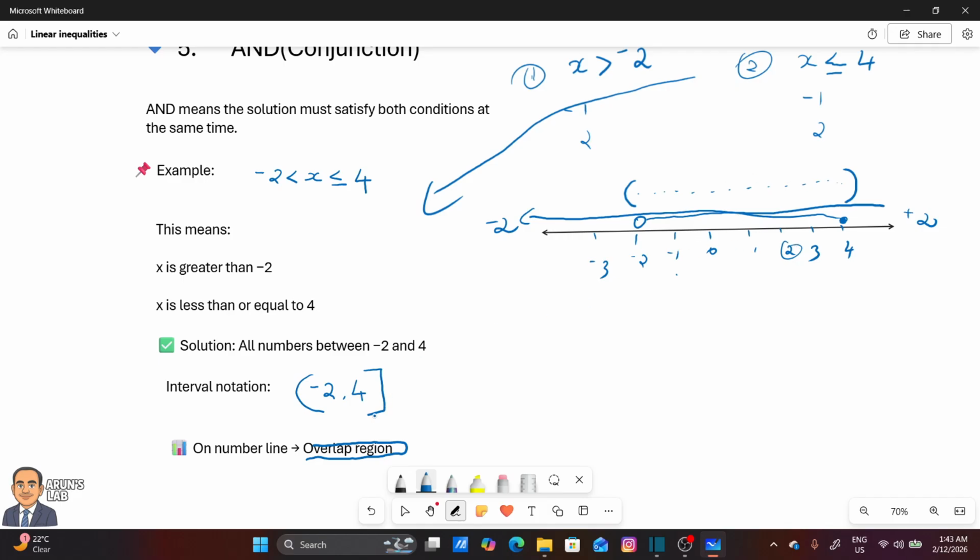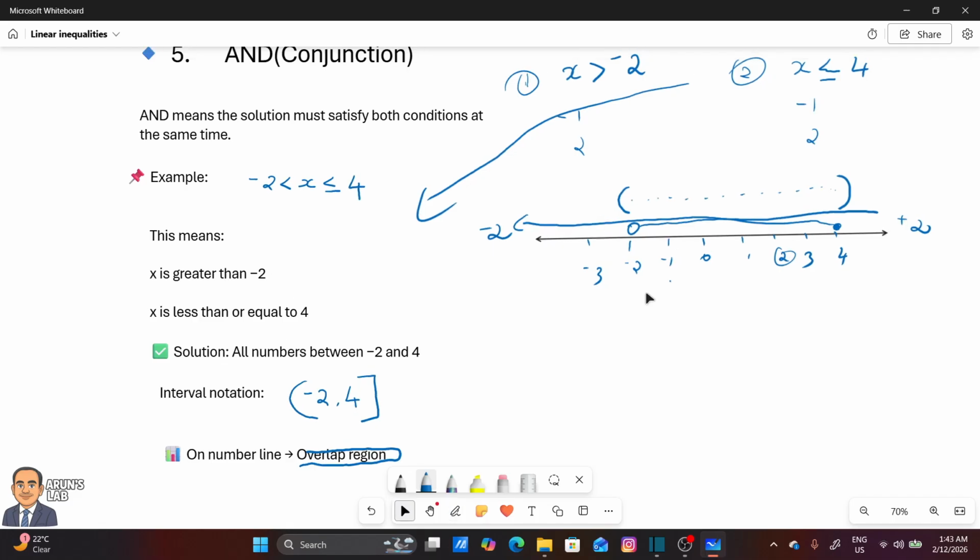This is how we solve two separate linear inequality equations using an AND function. The AND function always takes the common region. That means we need to consider only the values of x which both the linear inequalities can satisfy at the same time. So only this region is to be considered.